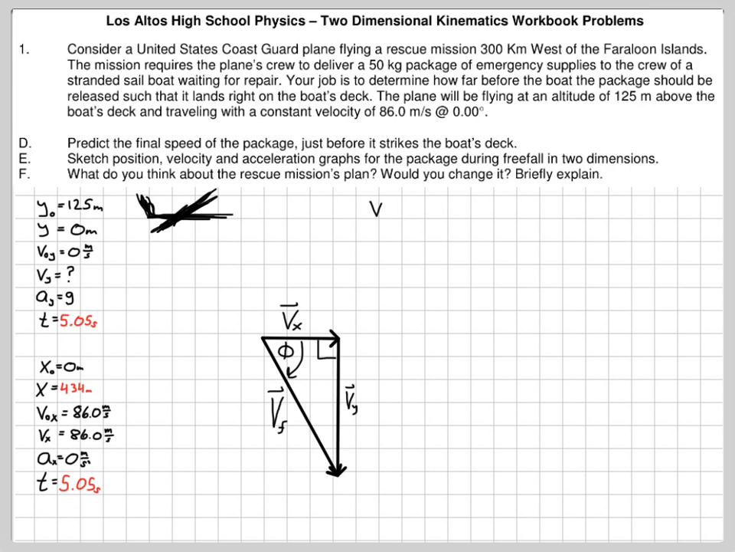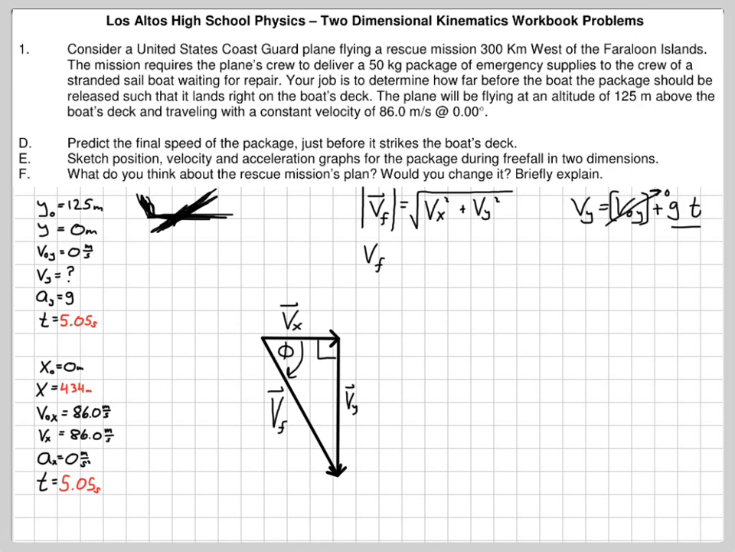I can say the final speed, or the magnitude of the final velocity vector, is equal to the square root of the x component of velocity squared plus the y component of velocity squared. It's as simple as that. This one's 86 meters per second, and this is however fast the package is going downward after accelerating from rest for 5.05 seconds. Take a look at this. This is Vy equals V naught y plus gt. And since this term is 0 to start with, all we're looking at there is just gt. It's pretty simple.